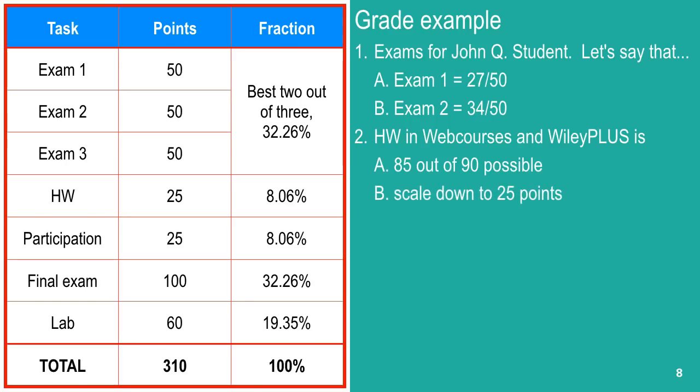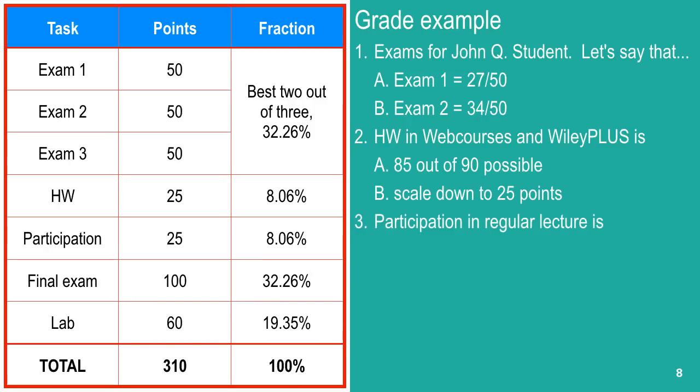So let's say that he's got 85 out of those 90. And we're going to scale that down to 25 points. Now, homework just goes in a straight percentage basis. If you get 100%, you get 25 points. If you get less than 100%, you might get less than 25 points. All right, just percentage. Just multiply by your percentage. And we'll do that in a minute for this guy. But let's get the rest of his specs.